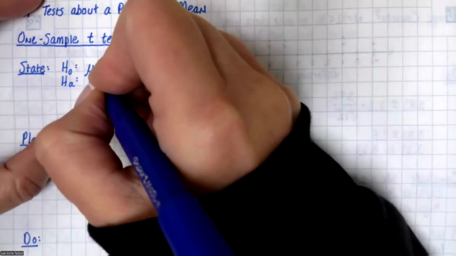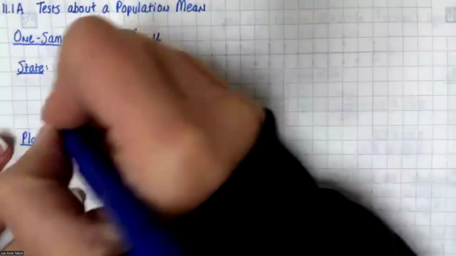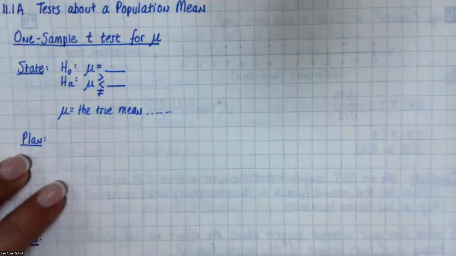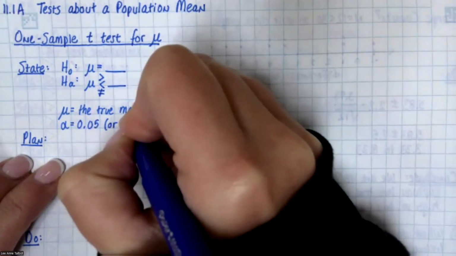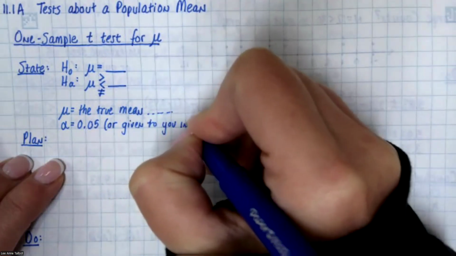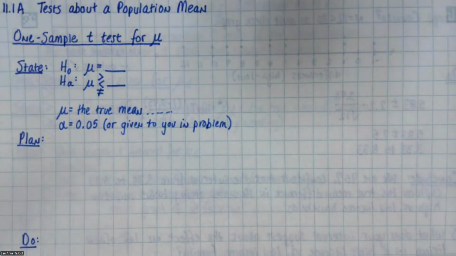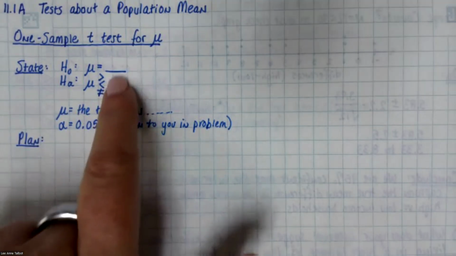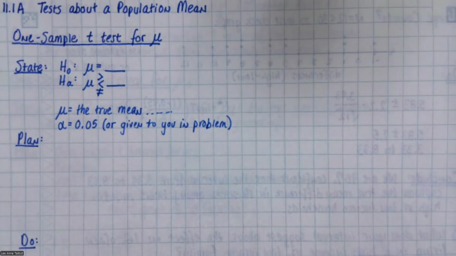And then for your Ha statement, greater than, less than, or not equal to, again depending on the wording of your problem. And then you have mu equals the true mean of something. And then alpha equals 0.05 or given to you in the problem. If it's given to you in the problem, you use whatever they give you, but if not, then you've got nothing to go on. You go with the middle value, which is 0.05. So what's the big difference here? Just remembering to use mu, and it's the true mean. And don't get weirded out by the fact that these are not decimals, because you're so used to working with decimals there. Everybody good with that? Okay.